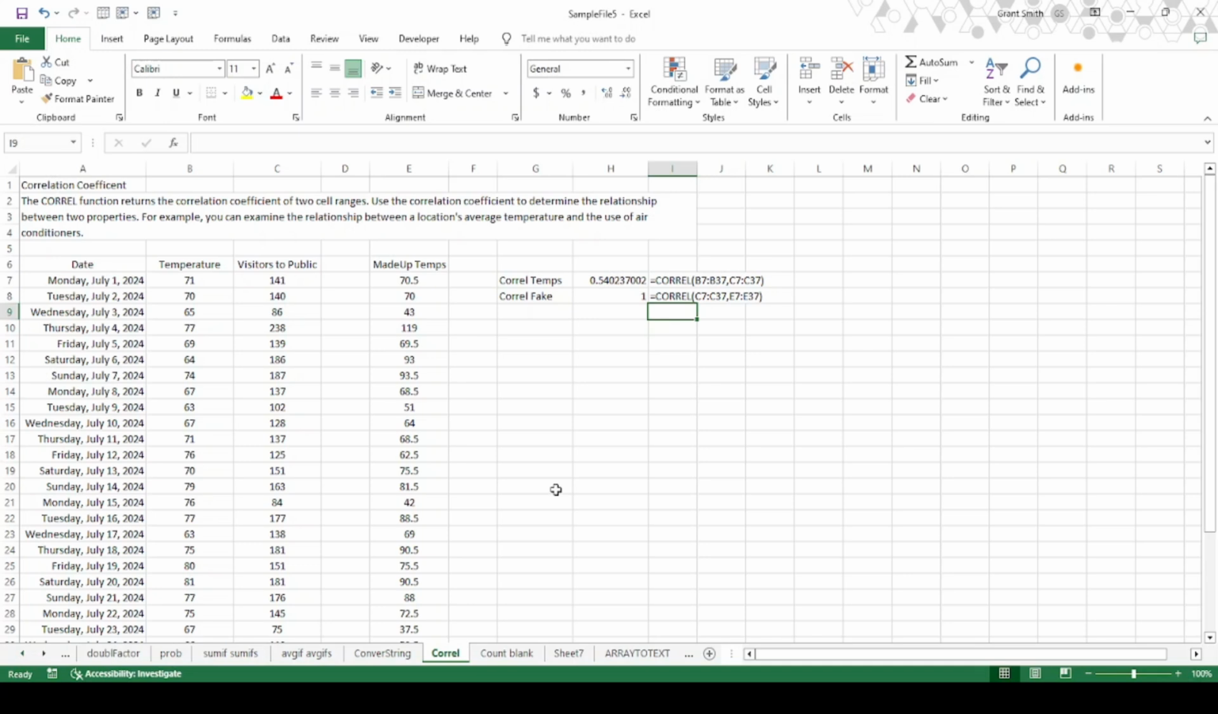So in today's video, we're going to look at the correlation coefficient function in Microsoft Excel. This is done through the CORREL formula or function.